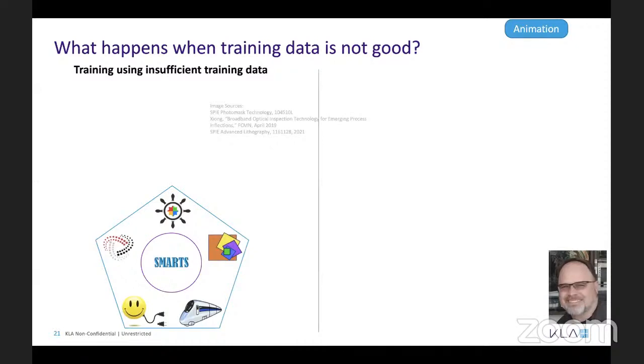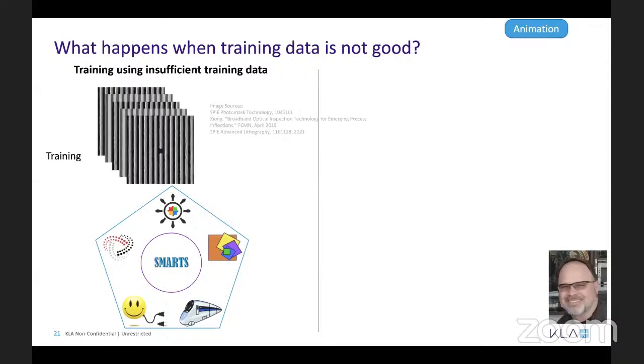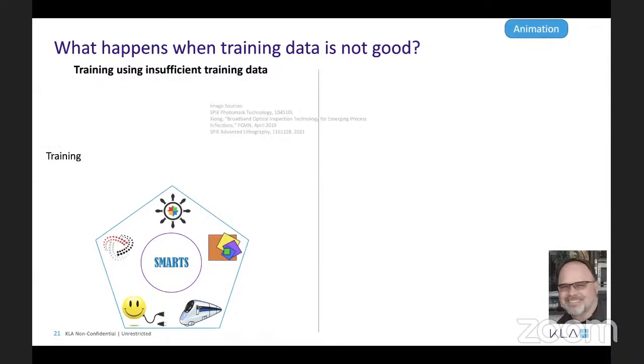So this is our training system that we'll talk about later on, but imagine you have a training set and these images are not very unique. They're all fairly similar. If I then train a model and use that on another test image that wasn't seen during training, I'm not going to get a very good result. It's going to identify a bunch of things that it thinks might be defects, and this really doesn't help me.